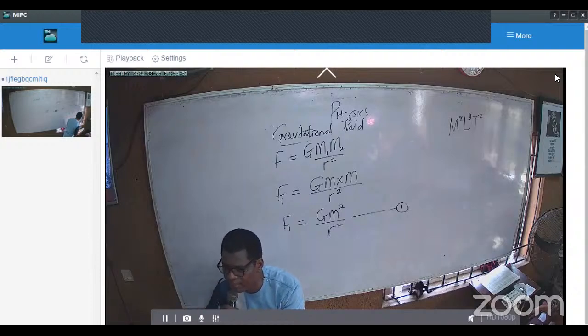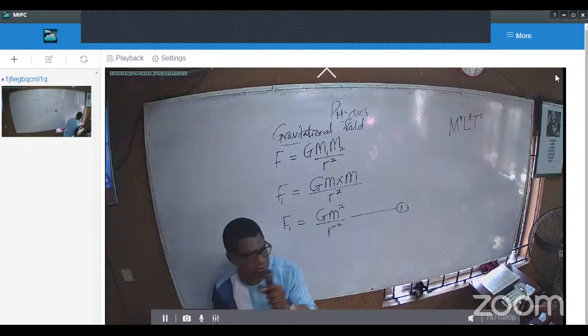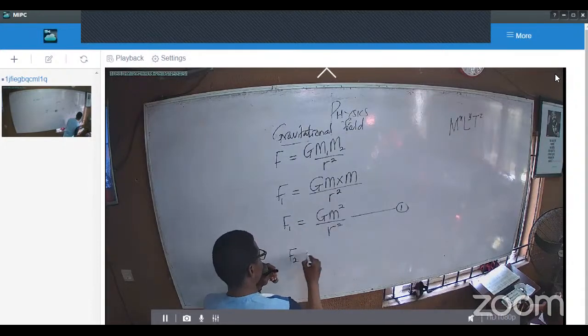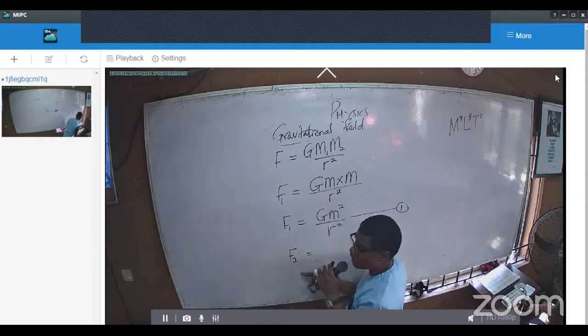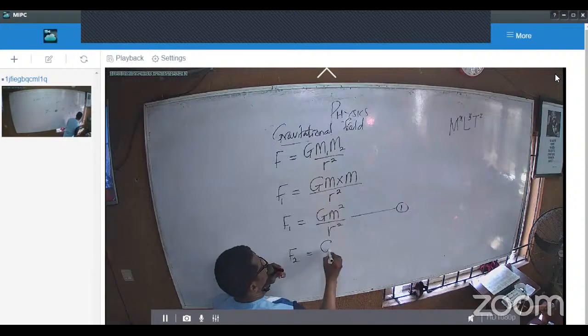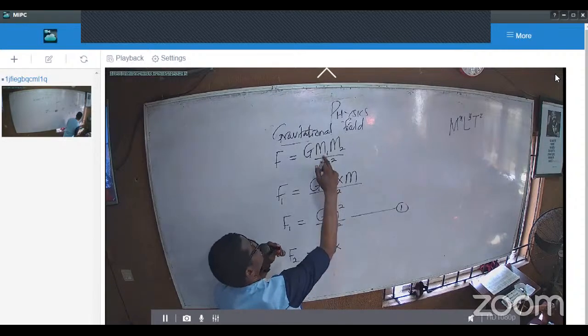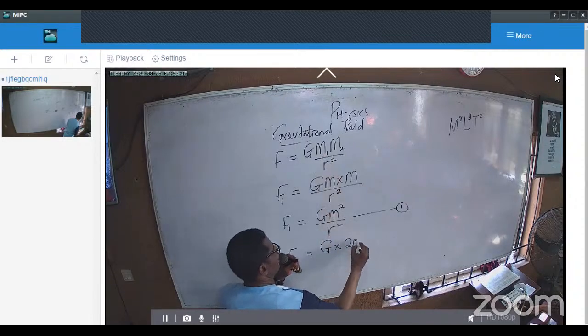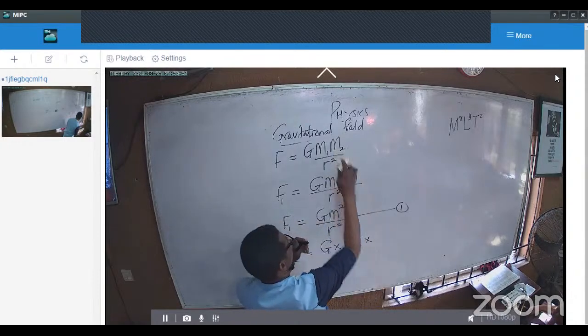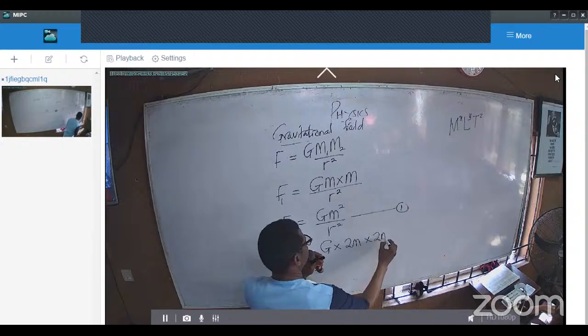And what happened to the distance between them? It was also doubled. Follow me, because you have been getting the first 4 examples. So F2 will now be G. What's mass 1 now? 2M, since they said the masses were doubled. What's mass 2 also? 2M. The distance was also doubled. What's your R2?